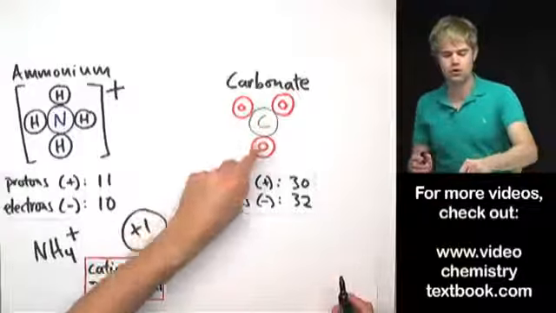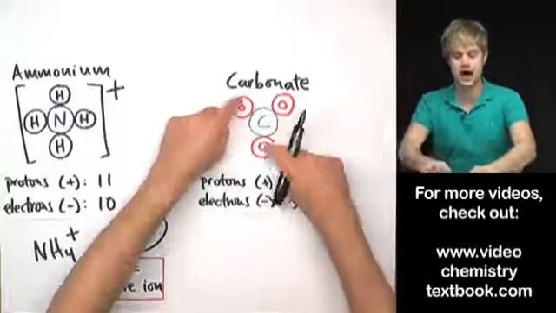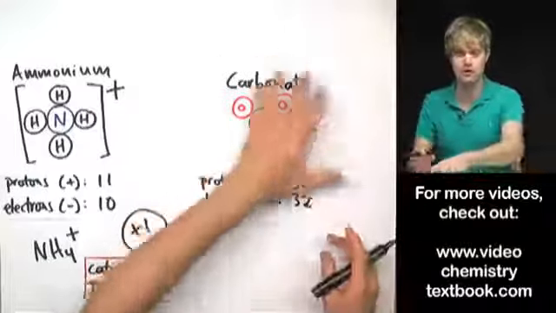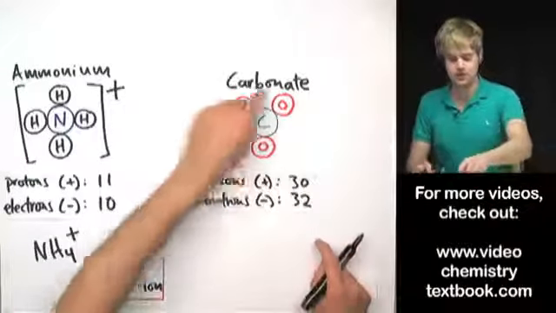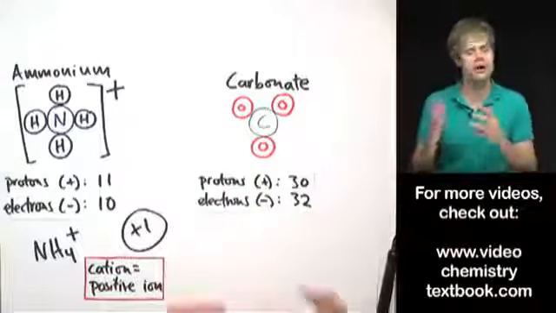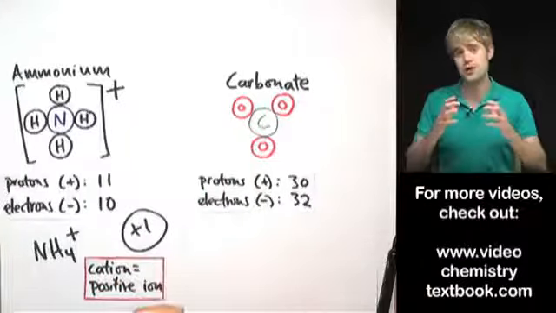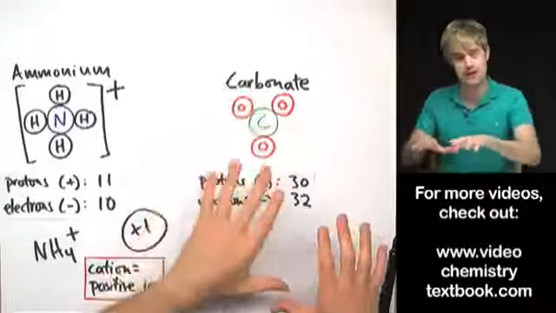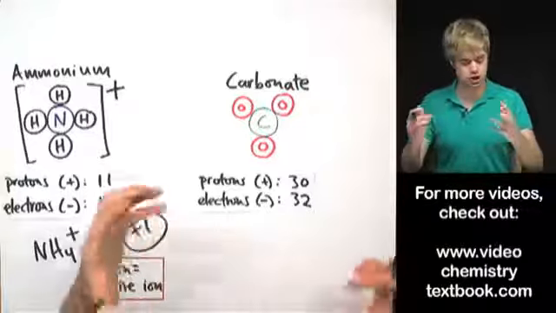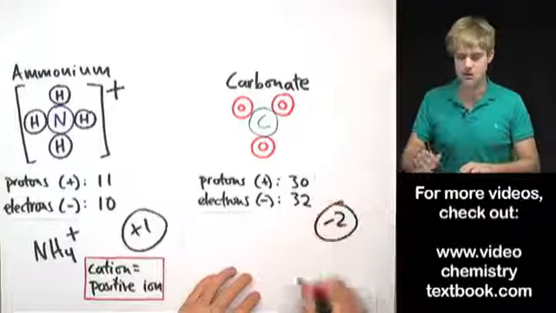We can count up the total number of protons that are in the atoms that make it up, and we can also count up the total number of electrons that are in this whole group. We get 30 protons total and 32 electrons total. So we have more electrons than protons, which means we have more negative charge. This is going to have a net negative charge, and since there are 2 more electrons, it's going to have a net charge of -2.